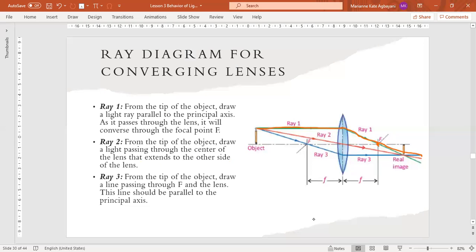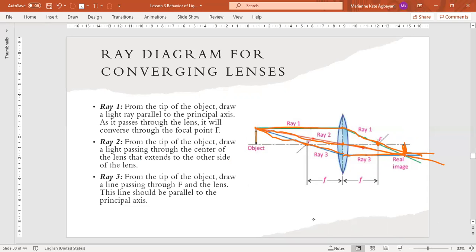So it hits the focal points. Assuming that is a straight line, our ray 2 from the tip of the object passes through the center. This is our center, it will pass through the center and extend. Ray 3 from the tip of the object draws a line passing through F, and then parallel to the principal axis. So this is where the image will form.